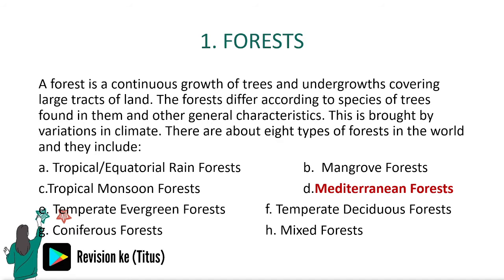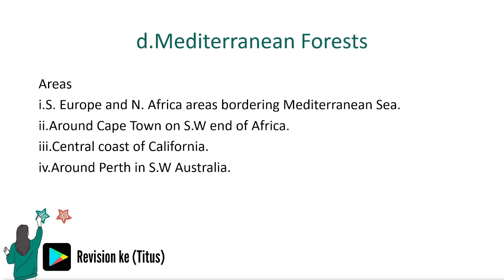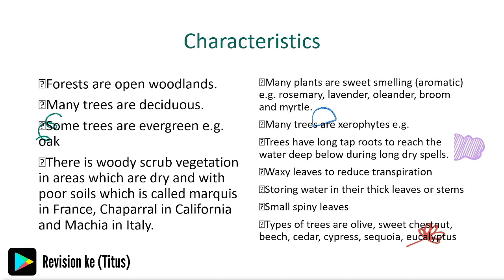Let's look at the Mediterranean forest, found in the following areas: South Europe, North Africa, areas bordering the Mediterranean Sea, also around Cape Town, and the central coast of California. These forests are open woodlands. Many trees are deciduous. Some trees are evergreen, and many trees are xerophytes. That is, they have long taproots to reach the water deep below during the long dry spells. Notice the adaptation: waxy leaves to reduce transpiration. They have thick leaves and stems to store water. They have small spiny leaves to reduce transpiration as well.